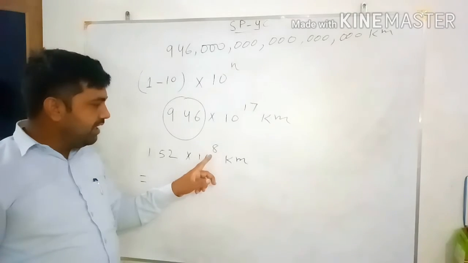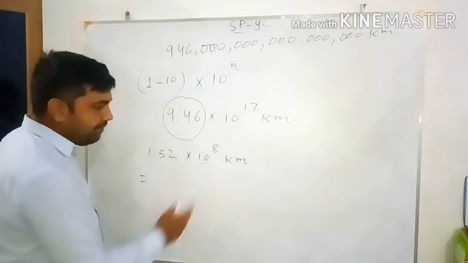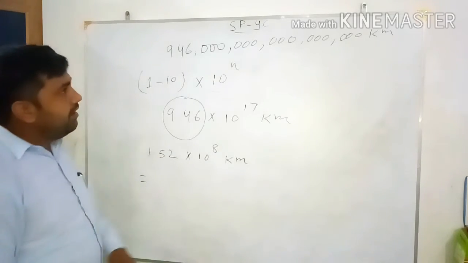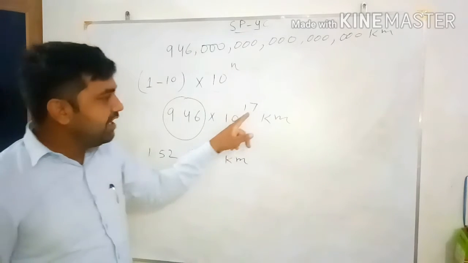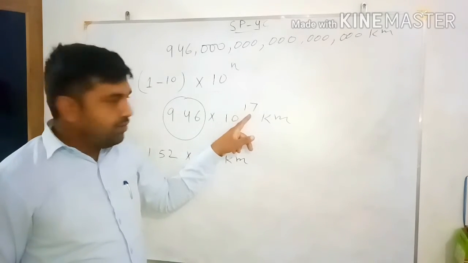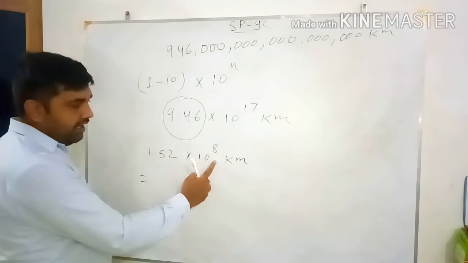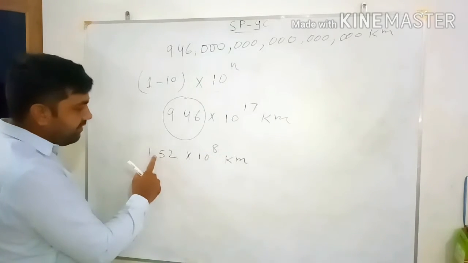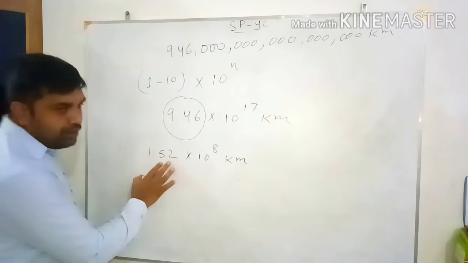This means if you are going to remove this power of 10, the decimal will shift 8 places right. Here I shifted the decimal 17 places left, that's why I raised the power 10 to the power 17. So when you remove this power of 10 whose index is positive, the decimal will shift 8 places right. But there are only 2 digits.